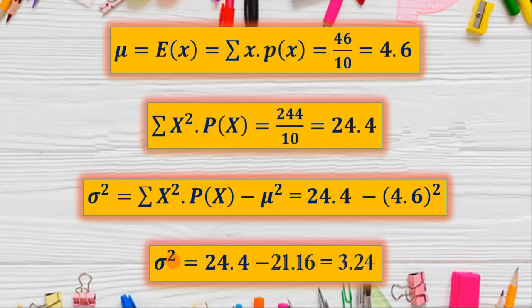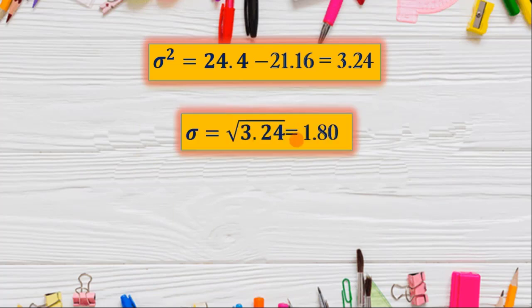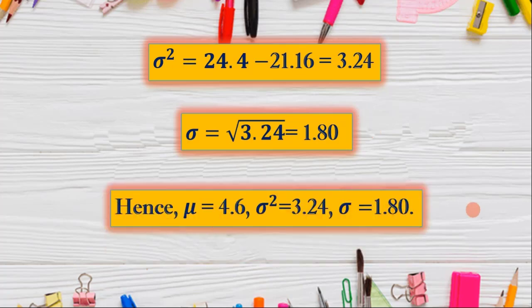Simplifying, we have sigma squared equals 3.24. And from sigma squared, we can get the standard deviation sigma to be the square root of 3.24. So that's 1.80. So the answer key is correct. Hence, we have the following values as the final answer.